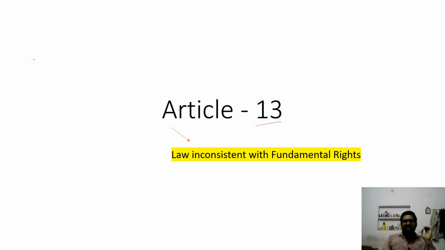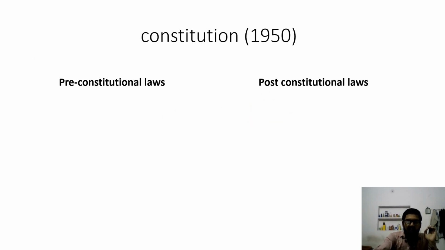So in this Article 13 we will understand in a better way. Before moving towards clauses of this Article 13, just take a look at laws. Now there are two types of laws. We can say that one is pre-constitutional laws and another is post-constitutional laws.